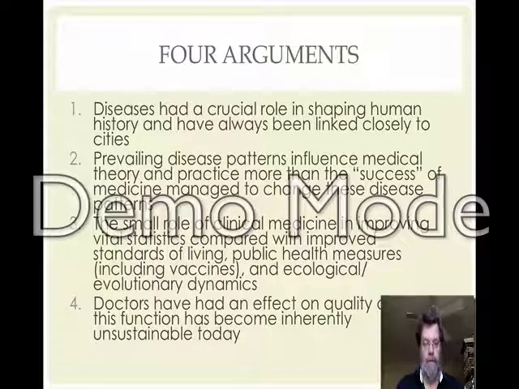There are 4 arguments we want to make, and we just review them ever so briefly, and they will become clear throughout the presentation and also in the reading. The first, which you probably have already guessed, is that diseases had a crucial role in shaping human history. And furthermore, diseases, particularly infectious diseases, have always been linked closely to the emergence of cities. So diseases and cities are linked in human history.